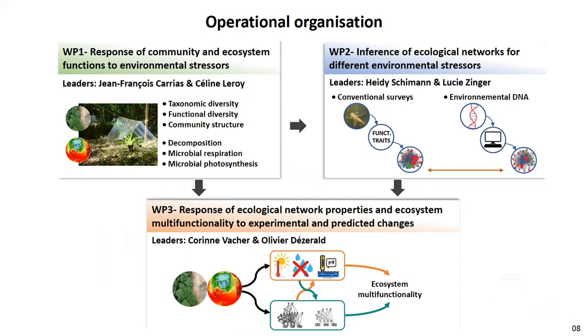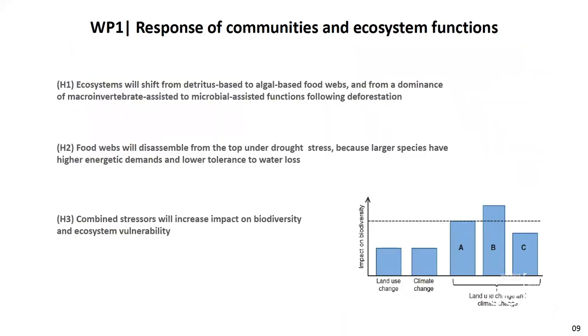In work package 1, we will study the response of communities and ecosystem functions to the different environmental stressors. In work package 2, we will infer ecological networks for the different environmental stressors. And finally, in work package 3, we will study the response of ecological network properties and ecosystem multifunctionality to both experimental and predicted environmental changes.